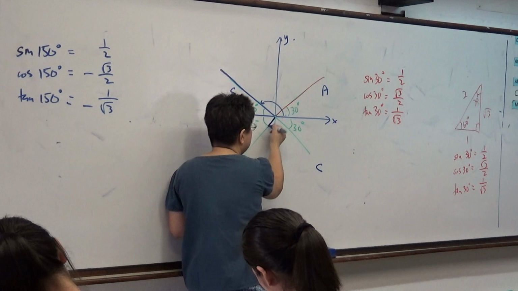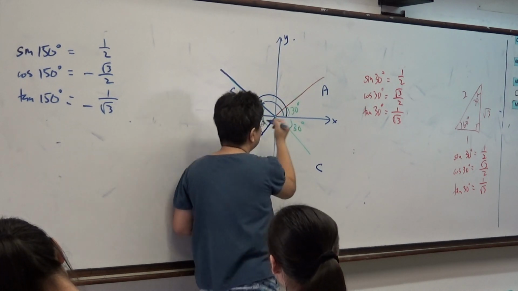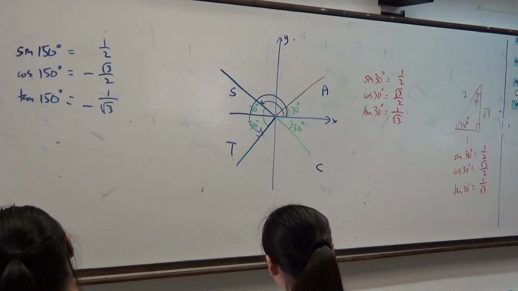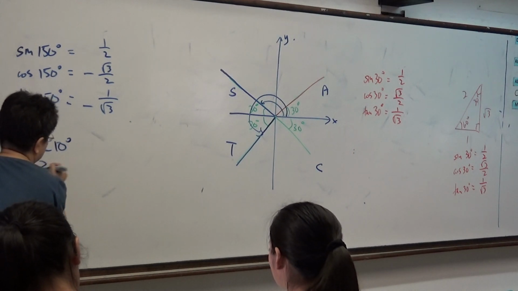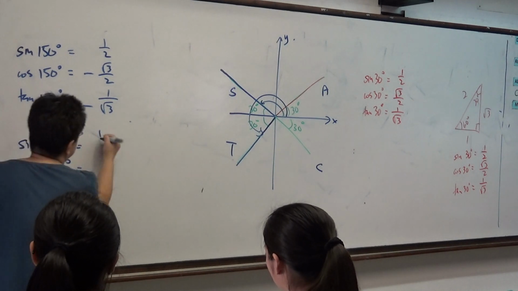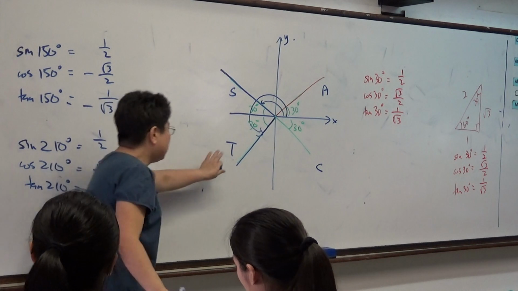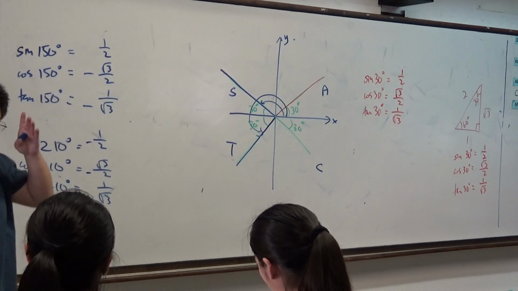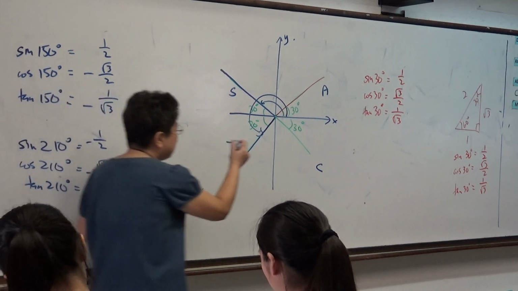Can you tell me, if this is the basic angle, what is this whole thing? 210, right? So I will have sine 210, cosine 210, and tangent 210. Now, it will be the same value. But what is positive? Tangent. So these two will be negative. You must know this in your head. Okay, if cannot, you write down. Alright? Now for the last one.